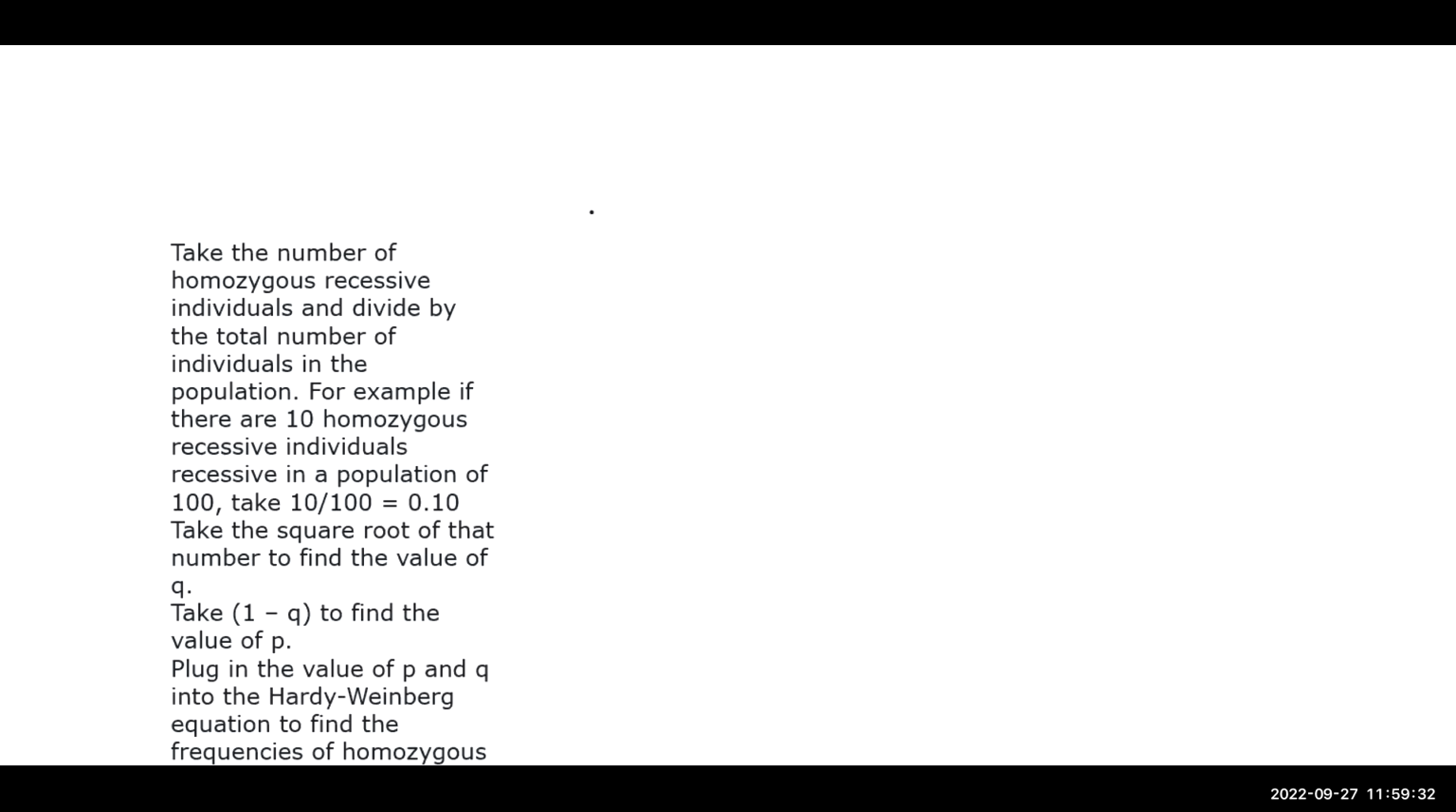So Q squared will equal 2,500 divided by 10,000, because we're taking the number of homozygous recessive individuals and dividing by the total in the population. Okay, so 2,500 divided by 10,000 is going to give us our value of Q squared. We know that Q squared is going to equal 0.25. But careful, that's our value of Q squared, and we need the value of just Q.